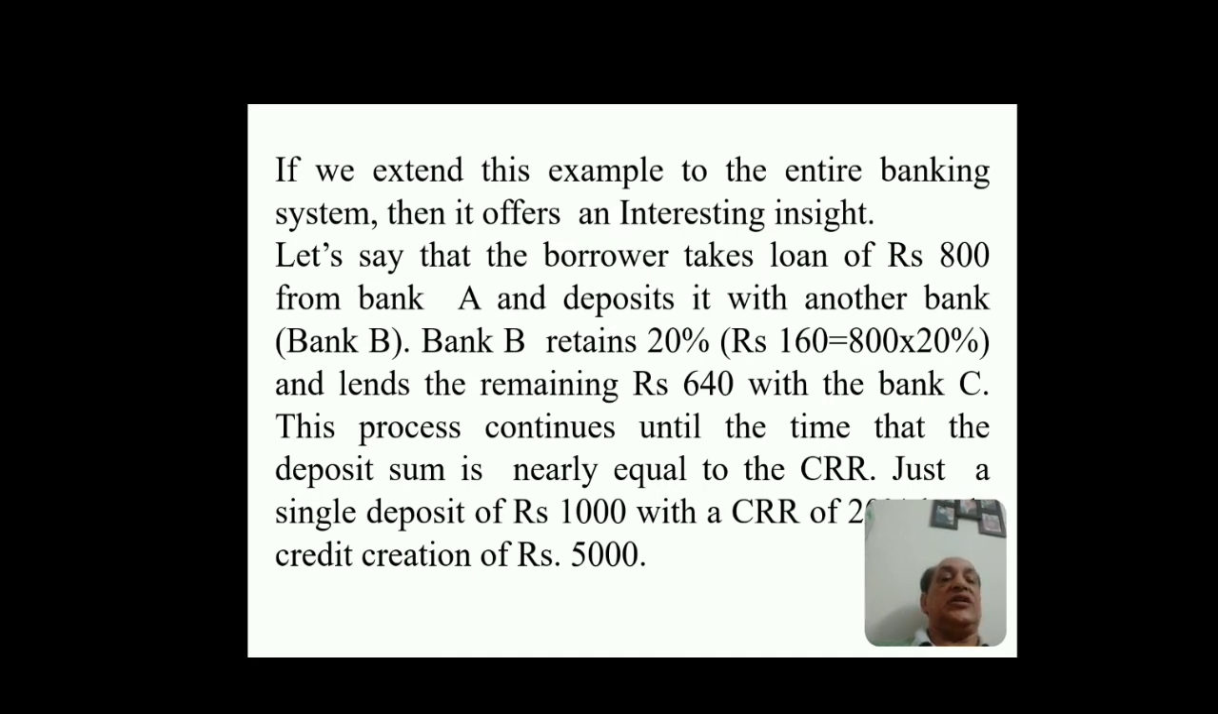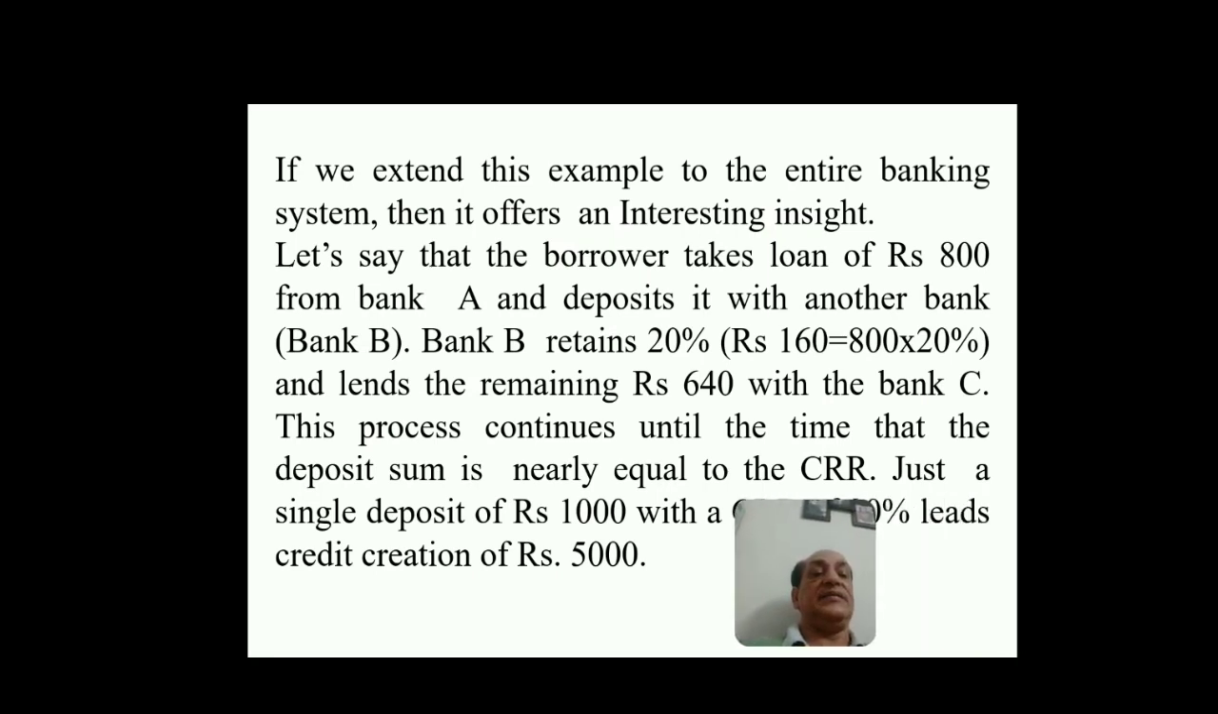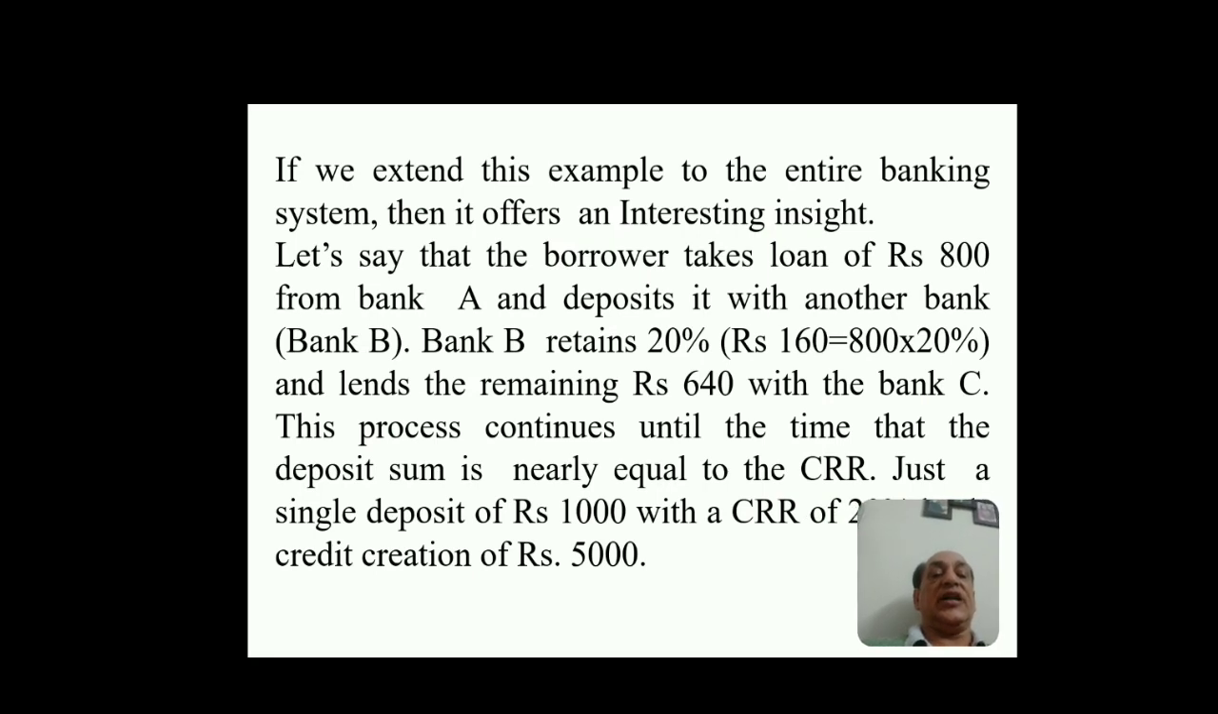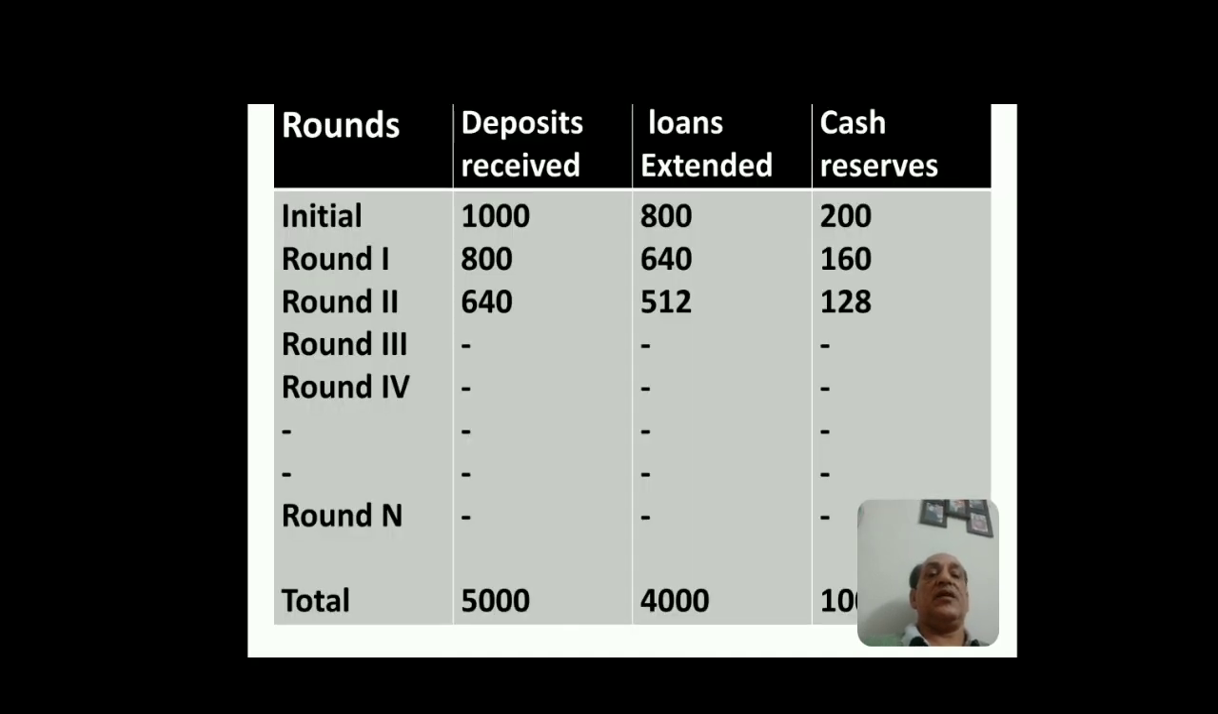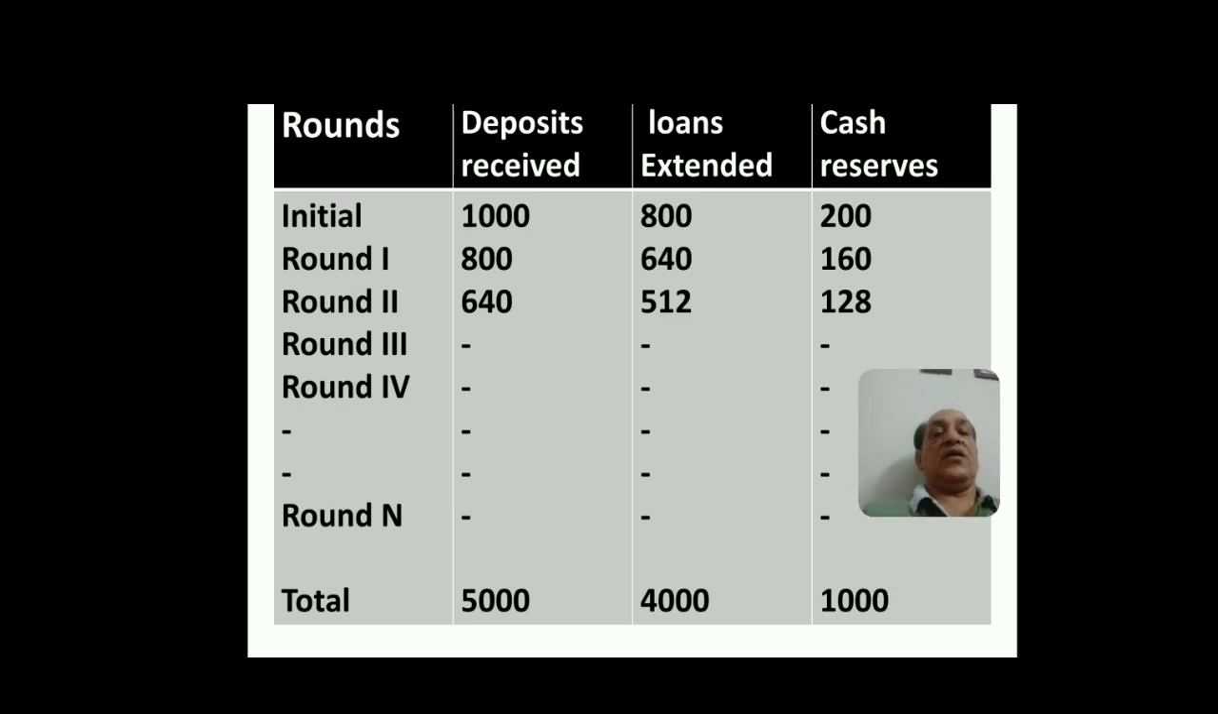The process continues until the deposit sum is nearly equal to the cash reserve ratio. Just a single deposit of rupees 1000 with CRR of 20% leads to credit creation of rupees 5000. This example we can understand with the help of a table.